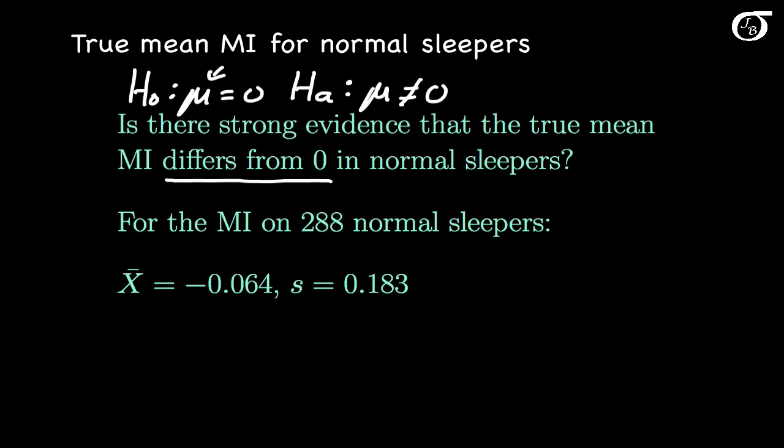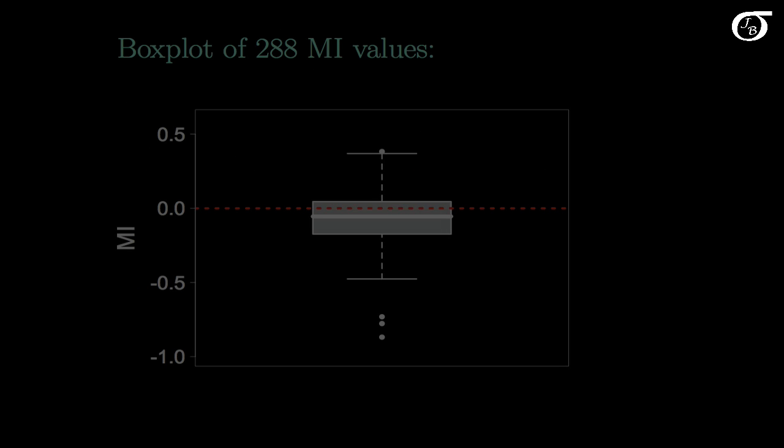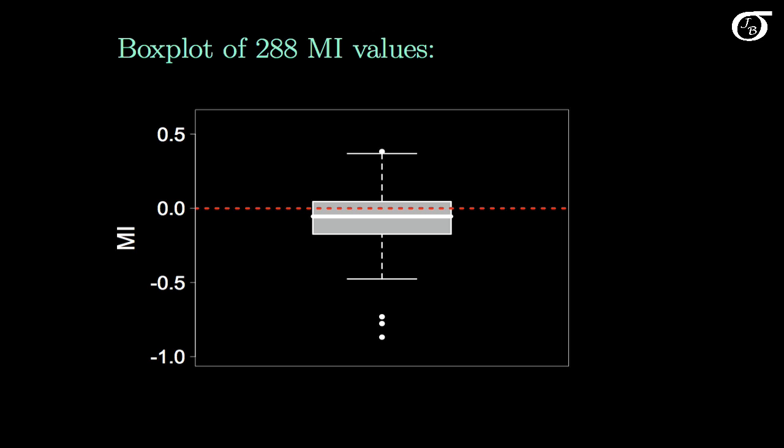The results for the 288 sleepers in the sleep study were a sample mean of minus 0.064 and a sample standard deviation of 0.183. Let's plot our data and see what that looks like. Here's a box plot of the 288 MI values, and I've put in a red line indicating the hypothesized value of mu at 0. The sample mean, X bar, was minus 0.064. And what we're going to do with our test is see if this observed difference is statistically significant.